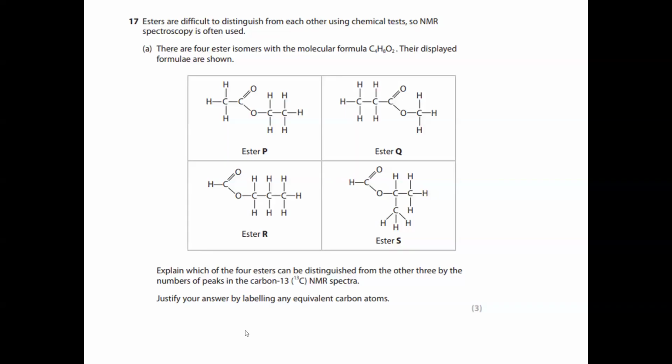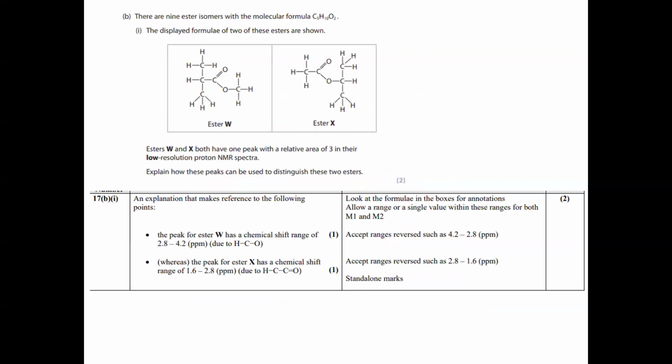Right, in part B, it says that there are 9 ester isomers with the molecular formula C5H10O2. The displayed formulas of 2 of these esters are shown, W and X. Esters W and X both have one peak with a relative area of 3 in their low resolution proton NMR.